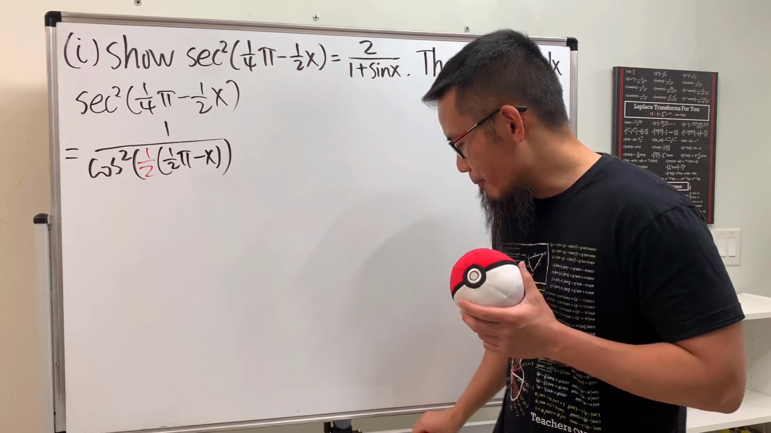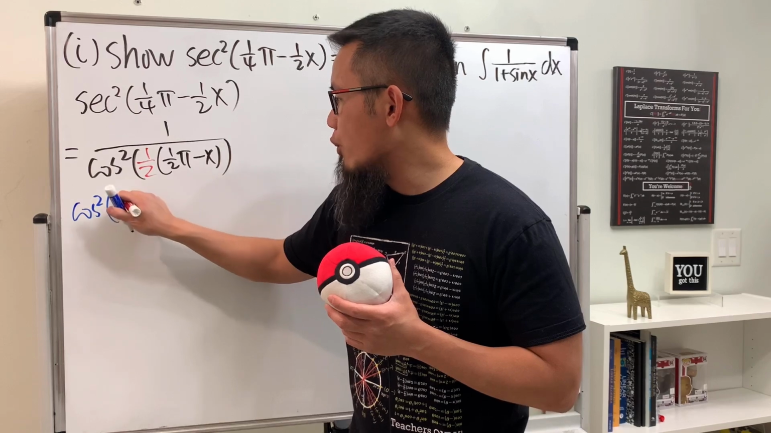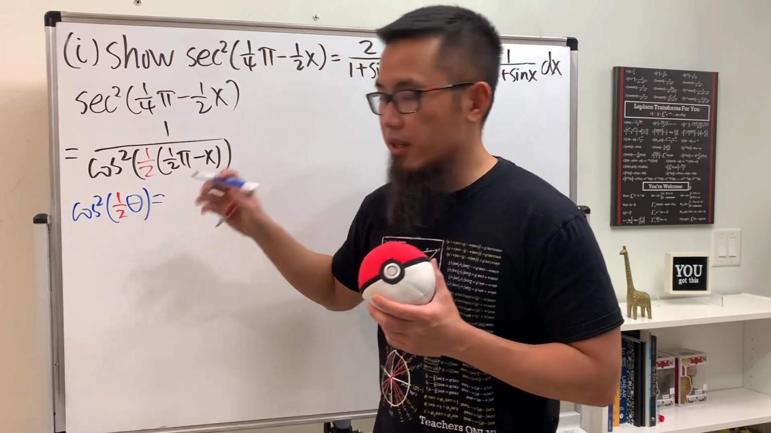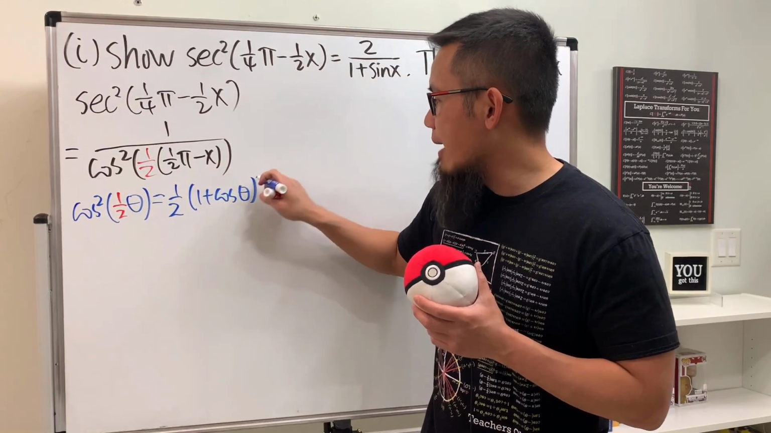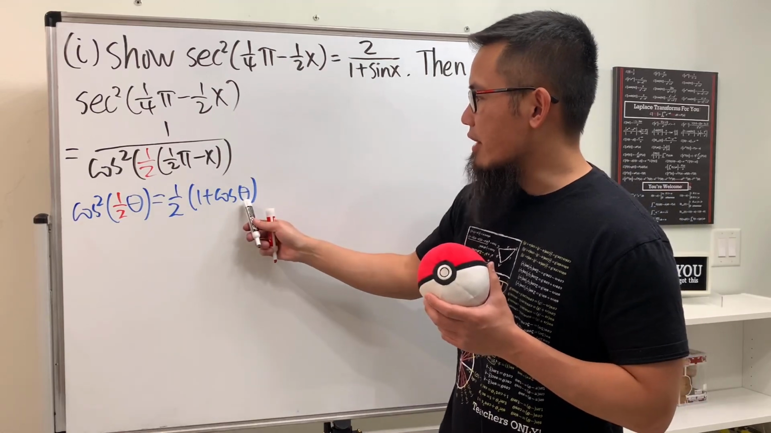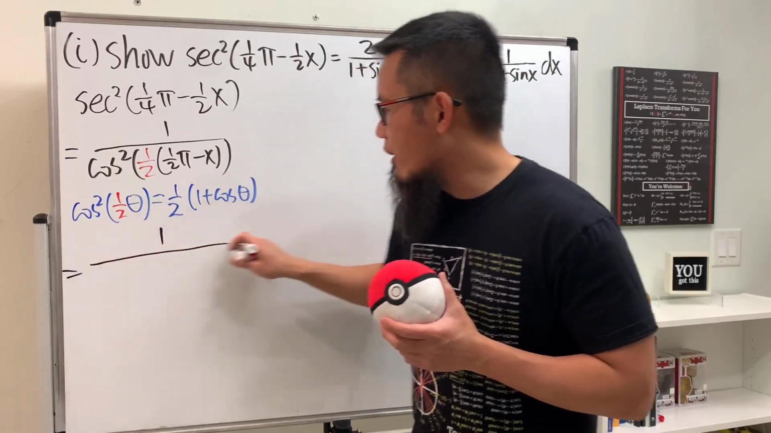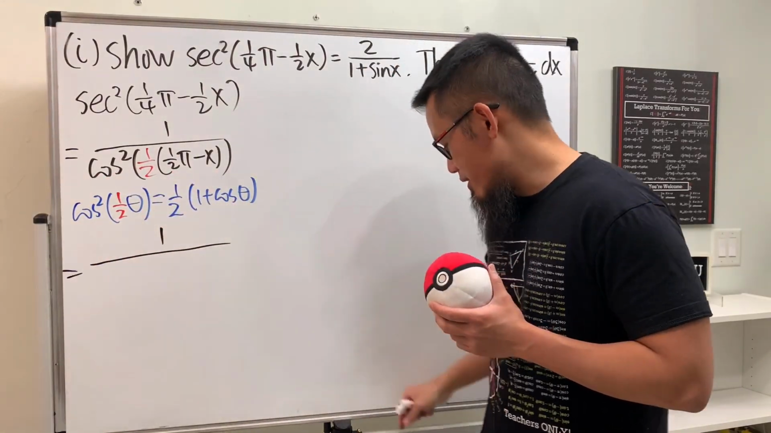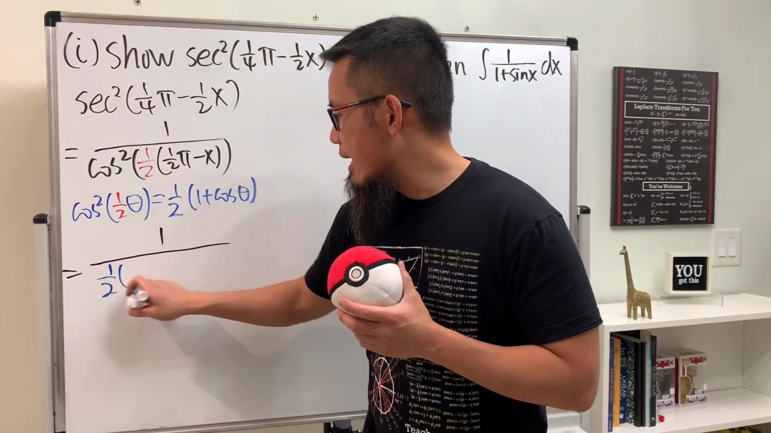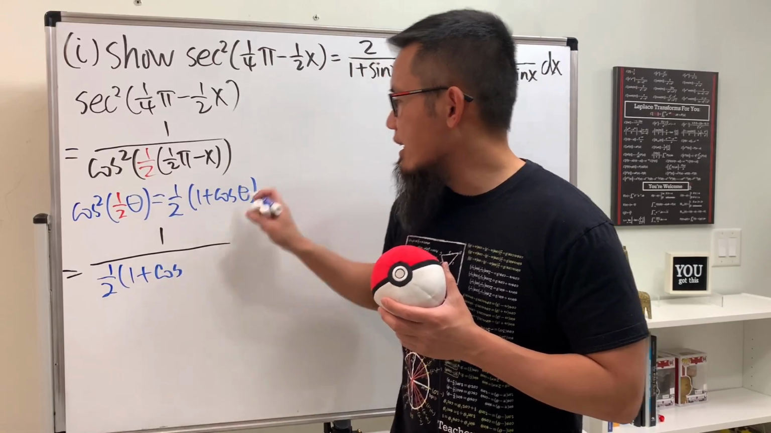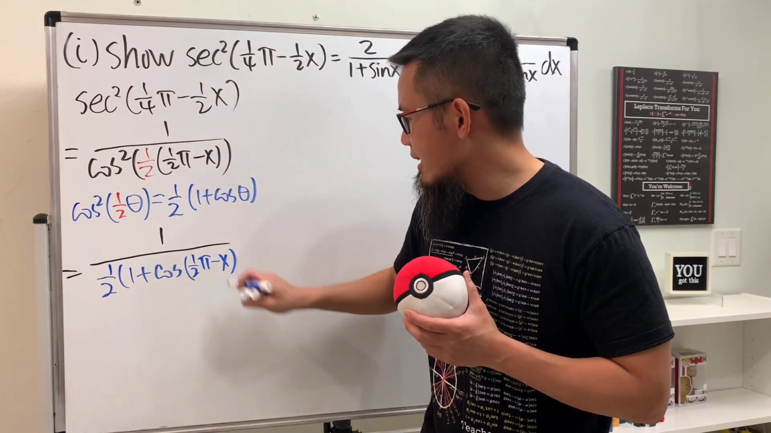Alright, very nice. Now, let me remind you guys the identity. When we have cosine square of 1 over 2 theta, this right here, it's nicely equal to 1 over 2 times 1 plus cosine of theta. So just like that. Well, in this case, the theta is this right here. So have a look. We have the 1 on the top over, well, the bottom is going to be this right here. So let's put this down in blue. First, we have the 1 over 2. And then we have the 1 plus cosine, the theta is that, right? Which is the 1 over 2 pi minus x, like so.